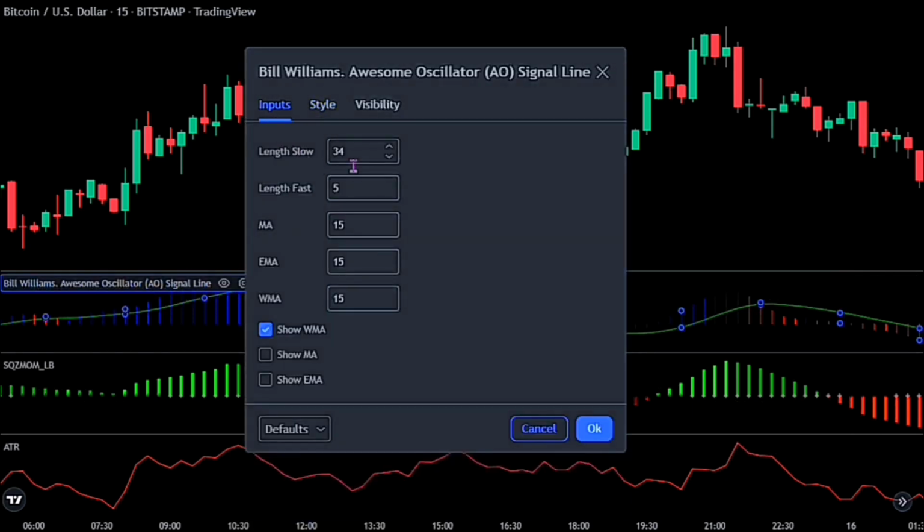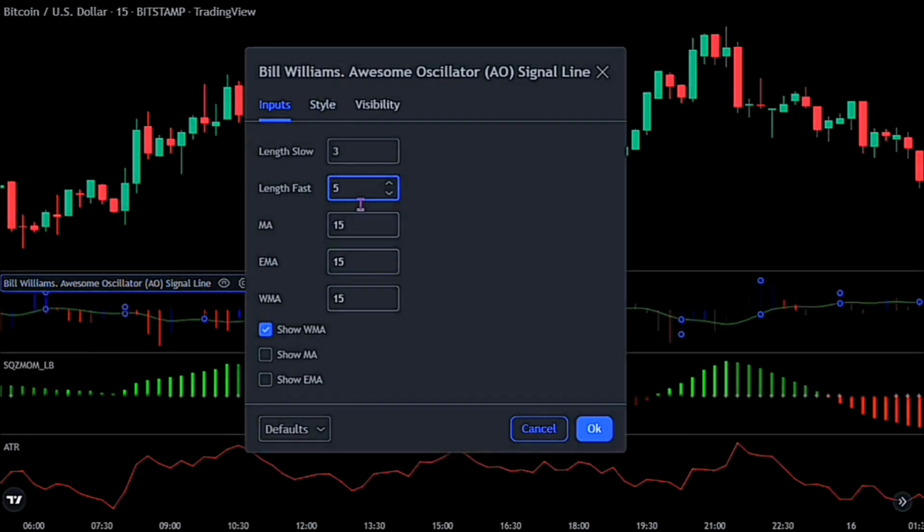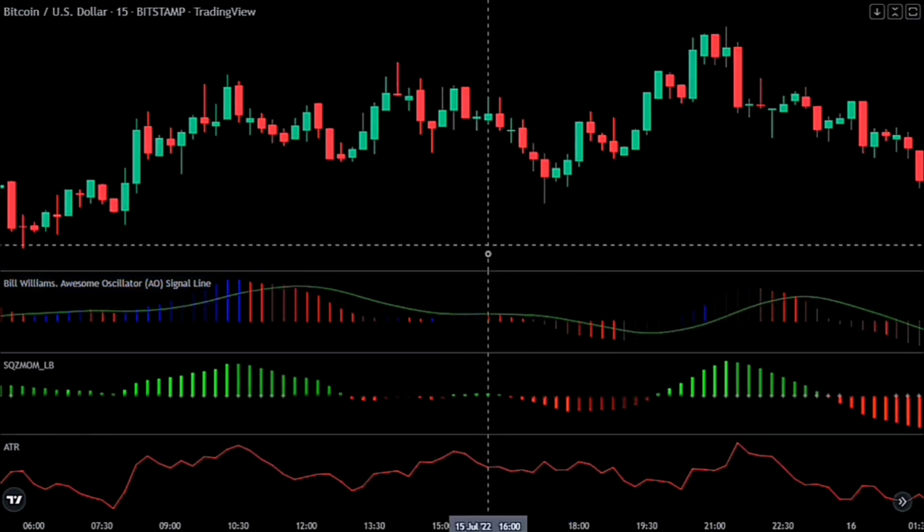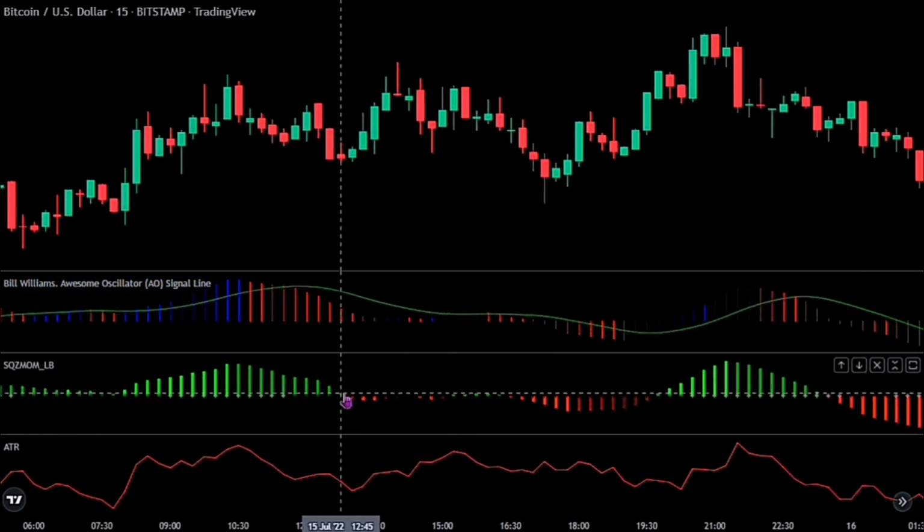Okay, now we need to make some slight adjustments to these indicators. So first of all, let's adjust the Bill Williams indicator. Pull up the settings panel by double-clicking on the indicator. Now change the length slow to 25 and length fast to 9. Go ahead and click the OK button when you are done.